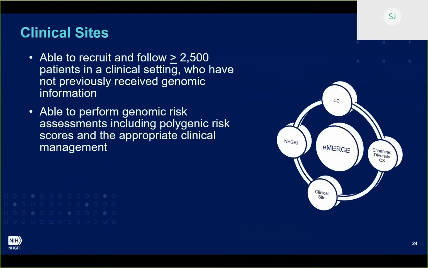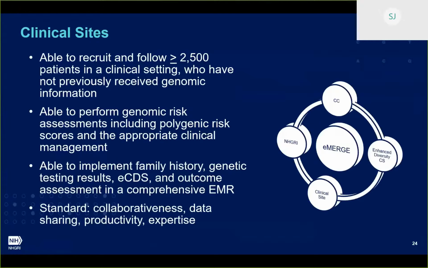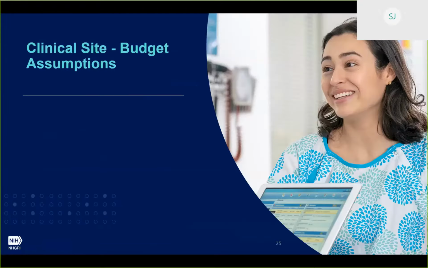The other thing is being able to perform a genomic risk assessment, including polygenic risk scores and the appropriate clinical management for those patients. Able to implement family history, genetic testing results, electronic clinical decision support, and also perform the outcome assessment in a comprehensive electronic medical record. And one of the things that's critical for this work is the standard is to collaborate and be able to express and share ideas across the network.